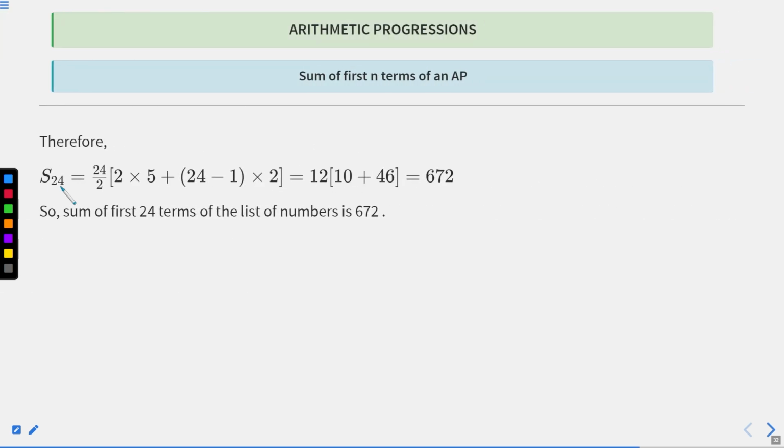Therefore, S24 is equal to 24 divided by 2 times (2 times 5 plus (24 minus 1) times 2). And this is equal to 12 into (10 plus 46), that is equal to 672. So the sum of the first 24 terms of the list of numbers is 672.